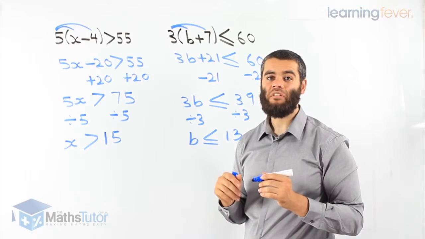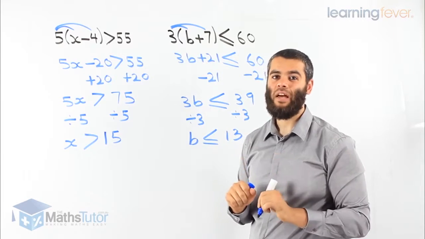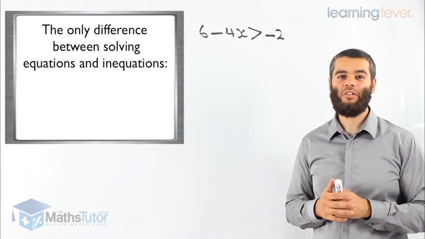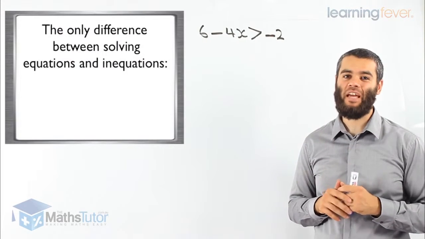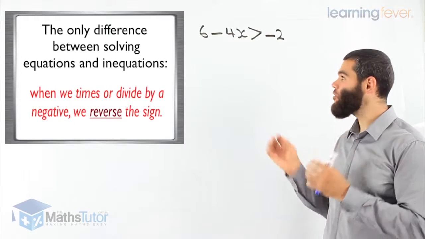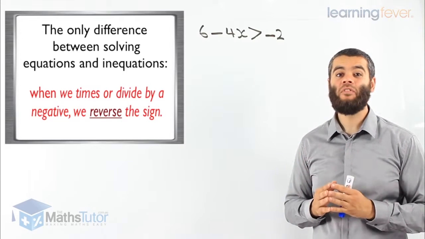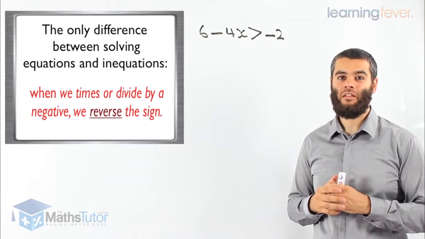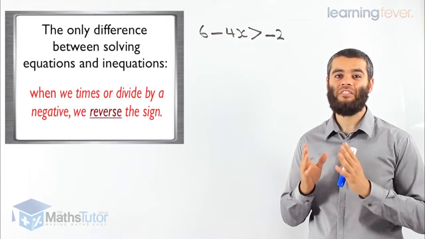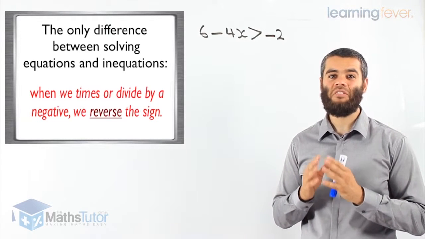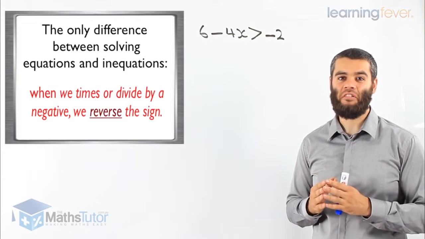Let's do now a couple more examples, introducing the only difference between inequations and equations. The whole time I've been telling you that equations and inequations are very similar, but there is a difference. I'm going to tell you about the difference now. The difference is, when we are solving inequations and we have to times or divide by a negative, we must reverse the sign. That's the only time that equations and inequations are different.